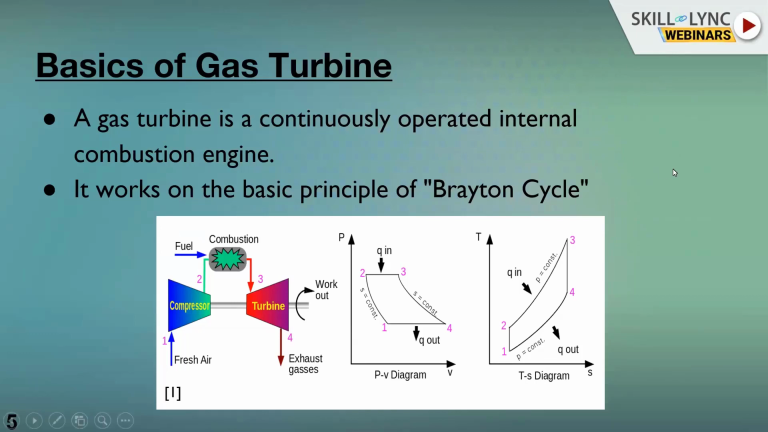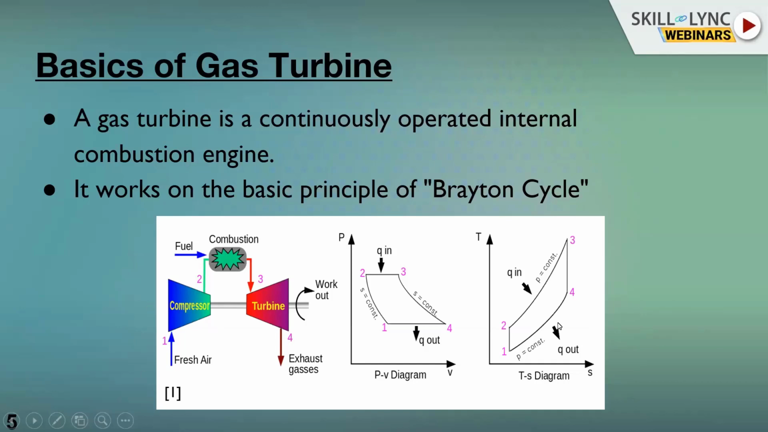Most of us have learned the basic principle of the Brayton cycle in our basic thermodynamics, so I'll go over a little bit on this. The gas turbine runs on the principle of a Brayton cycle. I have put together a snapshot of how the cycle works, and I'll go through each step over here. So what is the first step? The first step of the Brayton cycle is an isentropic process.